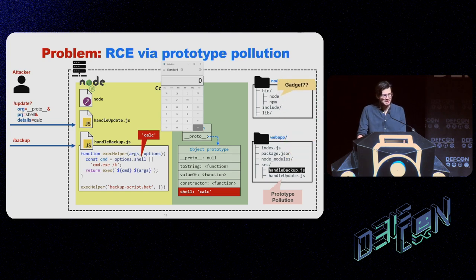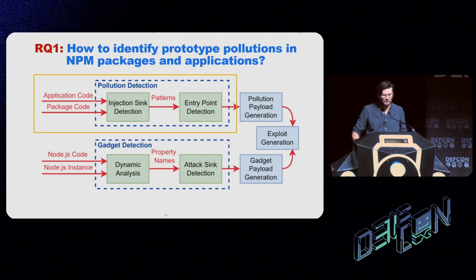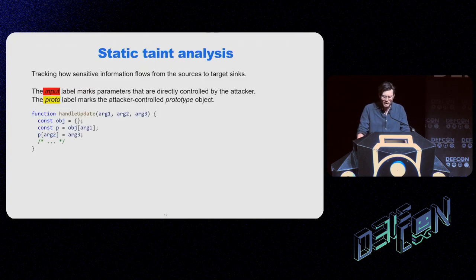If you find a gadget in the code of Node.js itself, the impact is much higher because it potentially affects all applications. In summary, to achieve remote code execution, we need two steps, identifying prototype pollution and identifying gadgets. How to identify prototype pollution at scale? We implemented static analysis for Node.js applications and NPM packages. We use taint analysis where we mark the attacker controlled data by the input label.